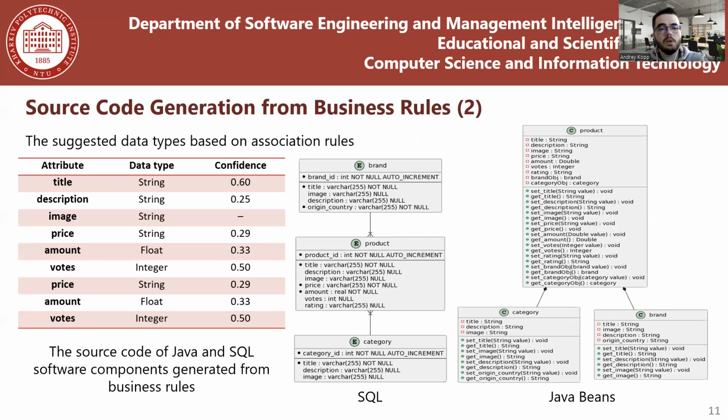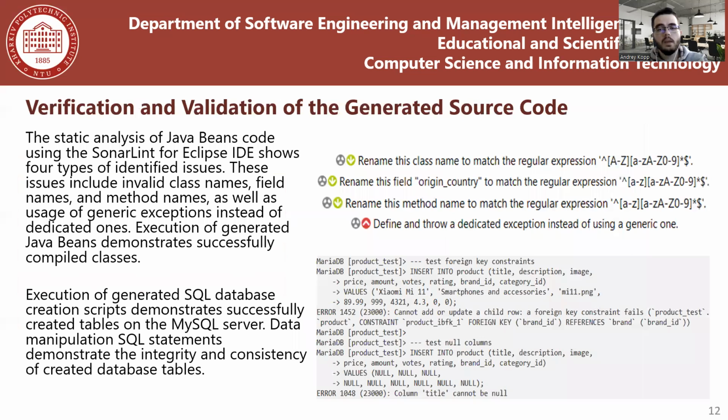In the next steps, we obtained the suggested data types based on association rules, and we generated 2 kinds of software artifacts: the source code of SQL scripts that can be used to create a respective database, and the source code of Java beans or Java plain classes, which can be used to create client database applications for the database described using the SQL scripts.